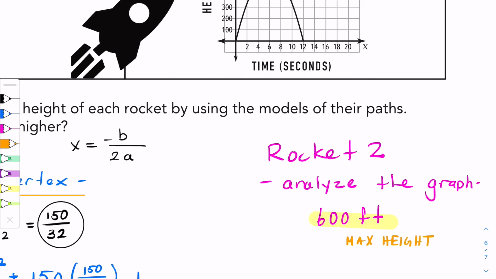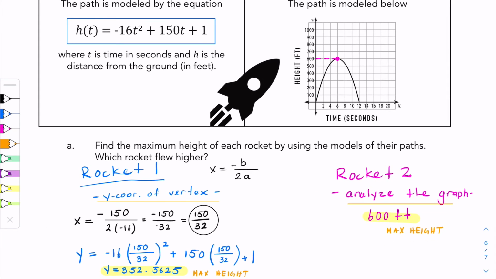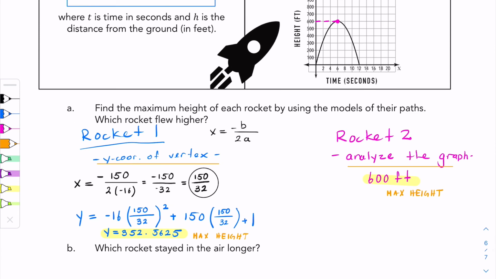So how did we do this? Again, analyze the graph. Nice and easy for number 2. The directions for part A specifically say, find the maximum height and then which rocket flew higher. So we can answer this question, rocket 2 flew higher. Okay, rocket 2 had a maximum height of 600, rocket 1 only had a maximum height of 352.